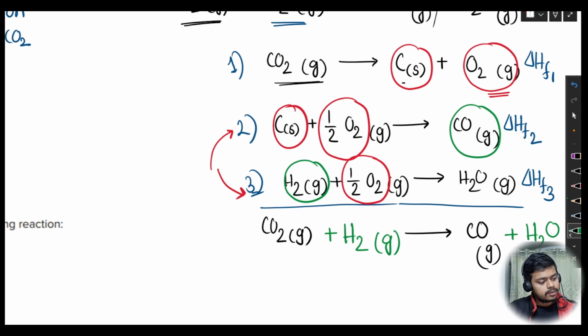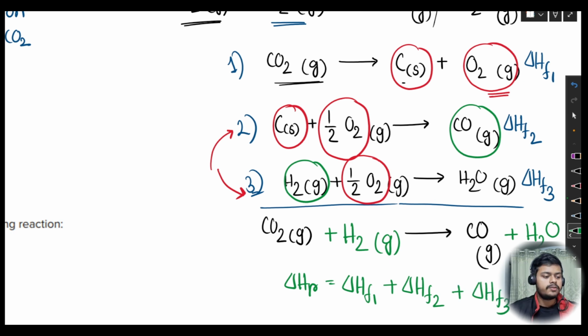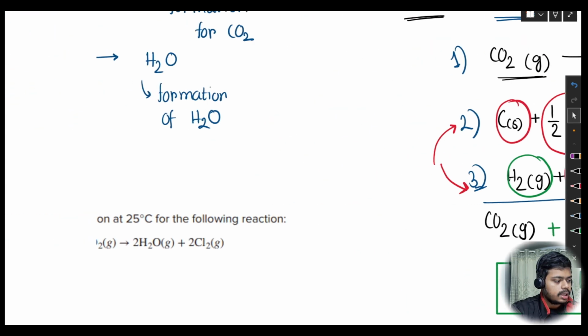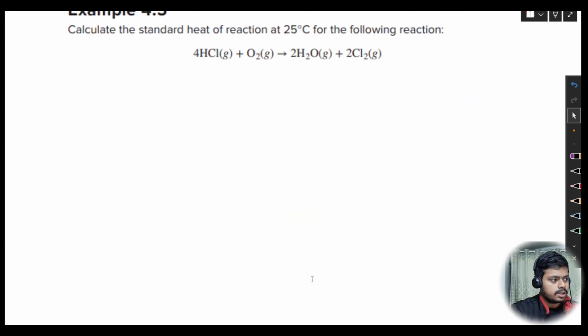If we now try to calculate the heat of reaction for this one, we can just add up the heat of formations for the above reactions, and then I would get the heat of reaction. This is the method we're going to use for calculating the heat of reaction for any chemical reaction. Let us go through the first example here.